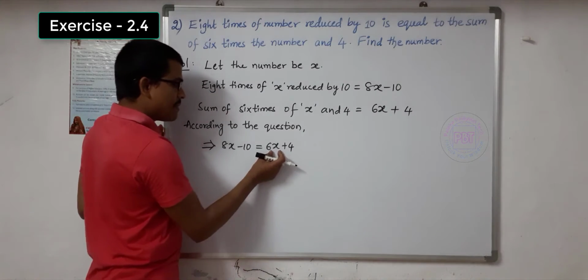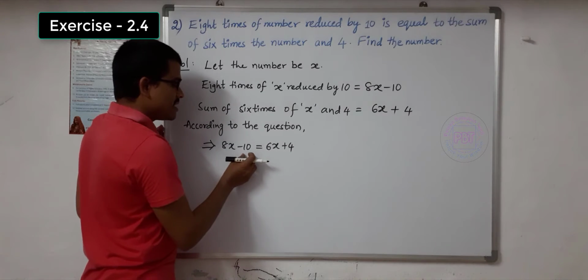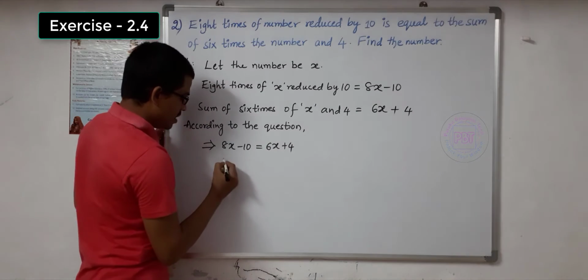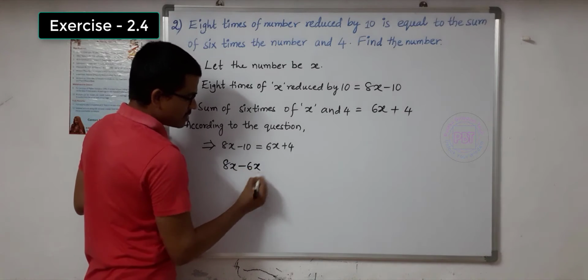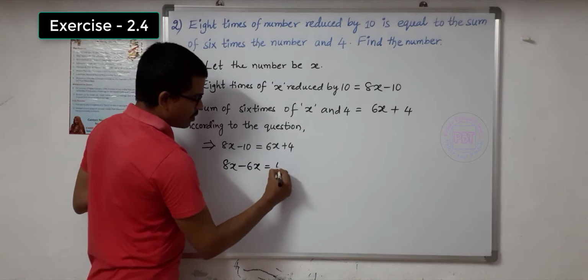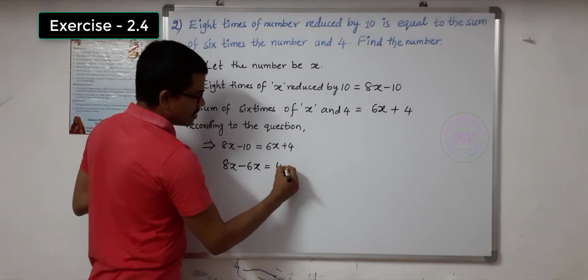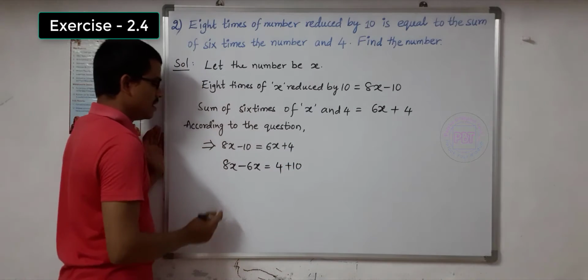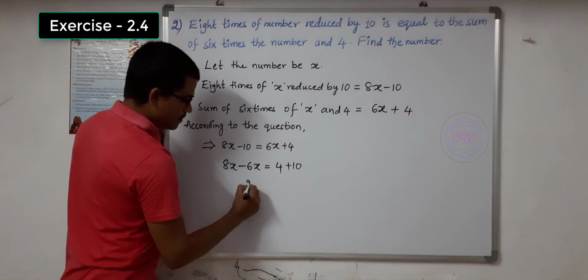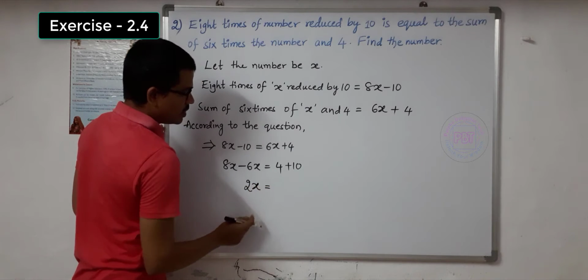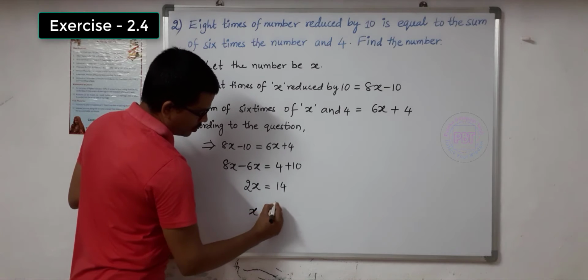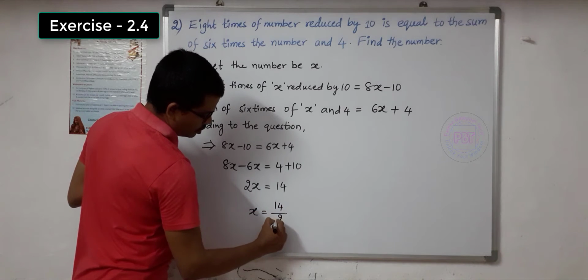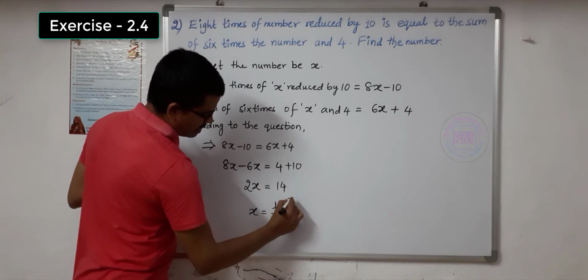Now 6x I am transposing to the left hand side and minus 10 I am transposing to the right hand side. Now 8x minus 6x, that equals here plus 4, here minus 10 becomes plus 10 in the transposition. 8x minus 6x is 2x, that equals 4 plus 10, 14. From this x equals 14 by 2, 2 sevens are 14.